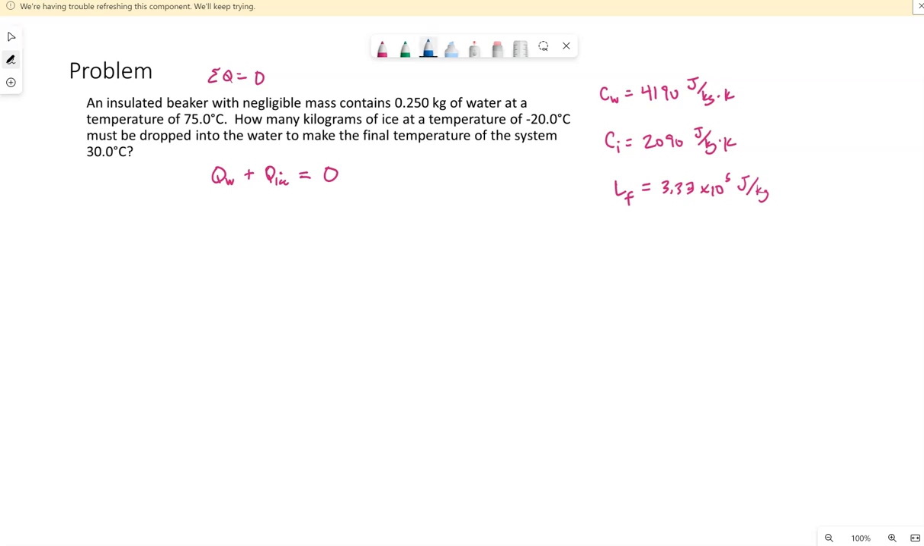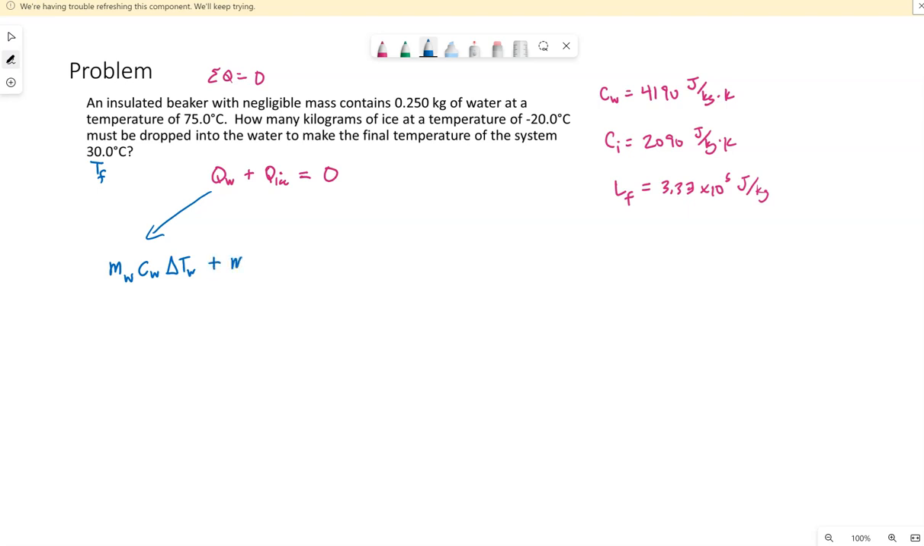So the water is only going through a temperature change. So Q of the water is just going to be mass of the water, C of the water, delta T of the water. The water itself is starting at a temperature of 75 degrees Celsius and ending at a final temperature of 30 degrees Celsius.